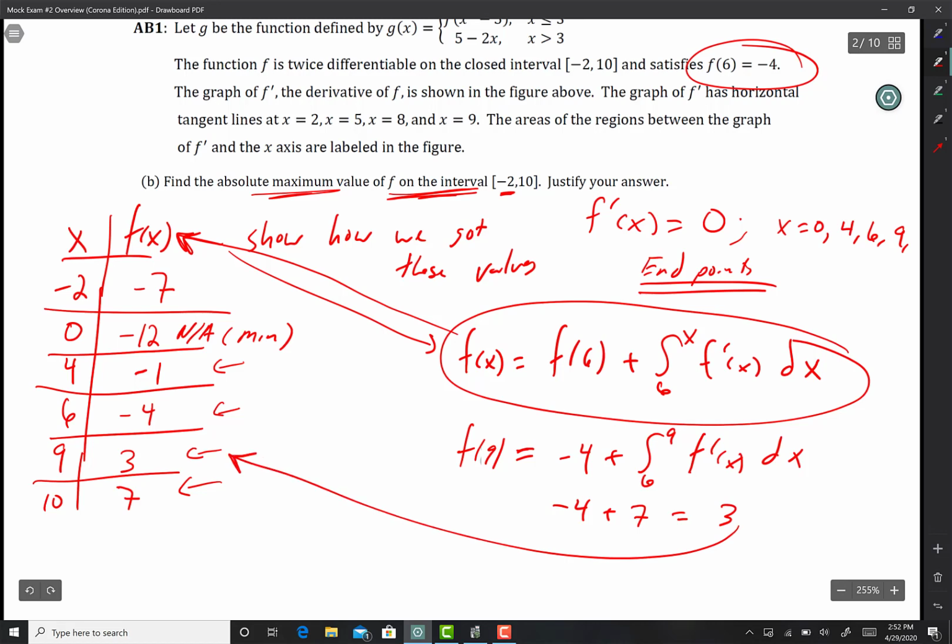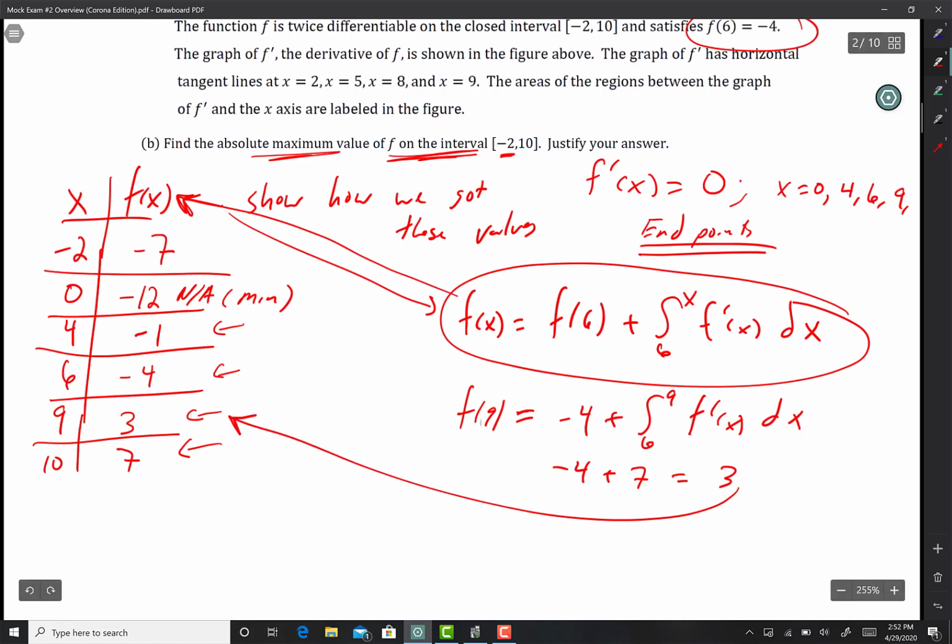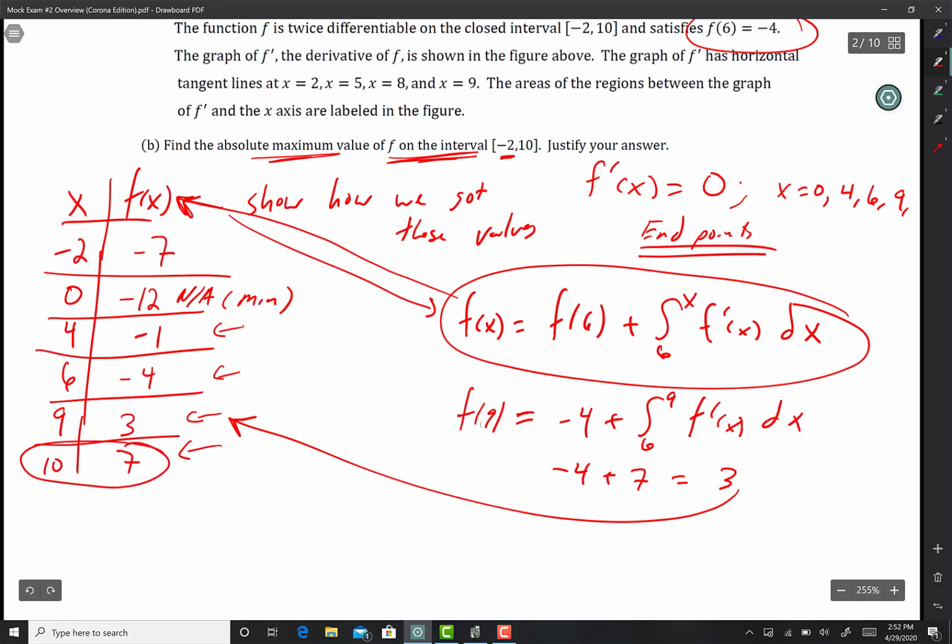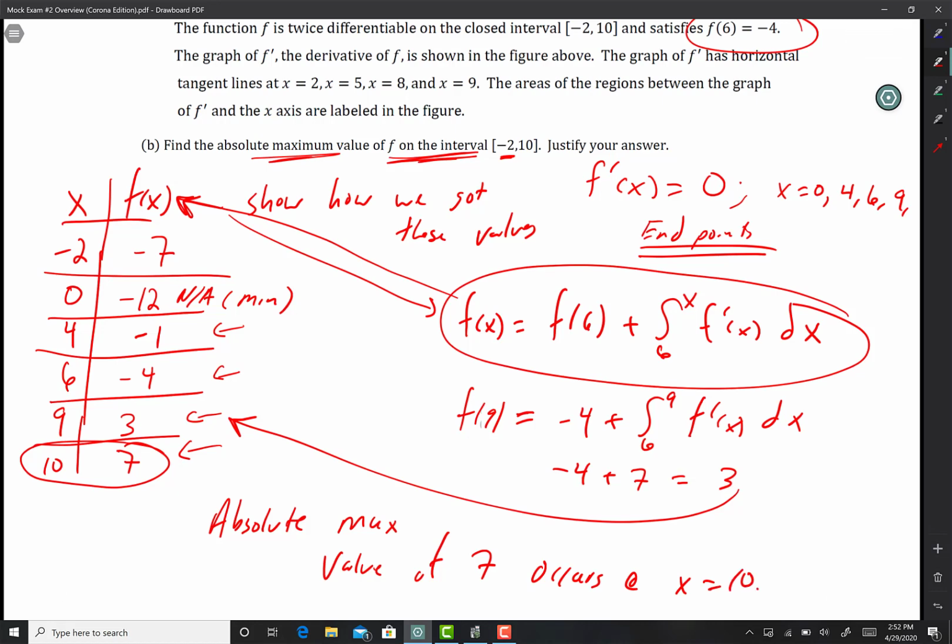All right, justification: what's the absolute max? The absolute max value is 7. So I'm going to write: absolute max value of 7 occurs at x equals 10. And there it is, guys. I hope that made sense. That's full credit. I'm showing how I got my f of x values. There's my table of x and f of x.